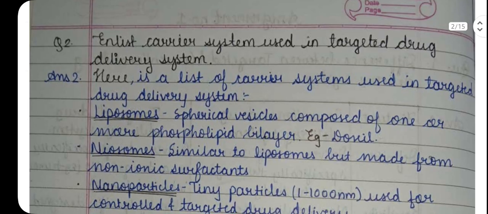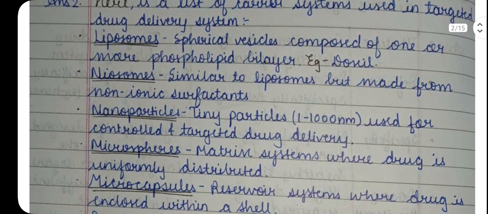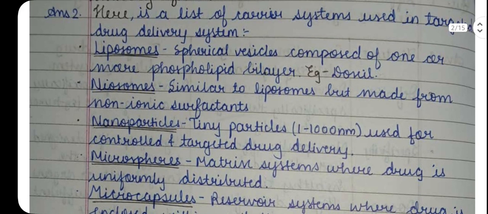Second question is, enlist the carrier systems used in targeted drug delivery system. There are n number of carriers which are used, but I have mentioned some of them. Liposomes: it is a spherical vesicle composed of one or more phospholipid bilayers. Example is Doxil.